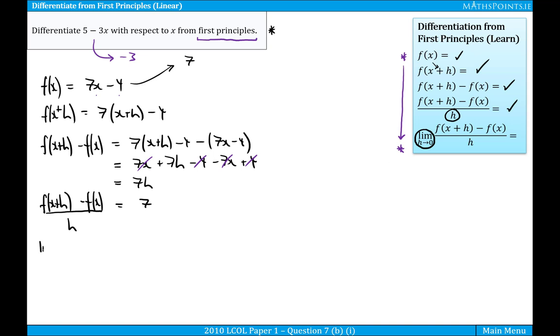So the limit as h tends towards 0 of the line above, well, we can see in the line above there is no h's. We still just have the 7. If there was h's in it, which we'll see with a quadratic one in a second, we would turn them into zeros. So the answer to this question, differentiating 7x minus 4 from first principles, is 7.